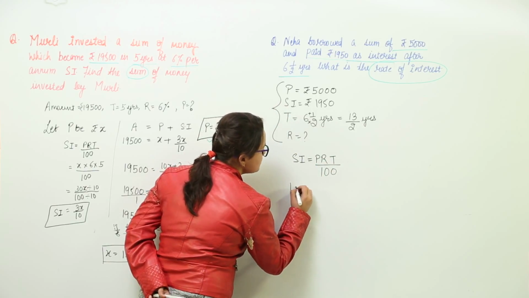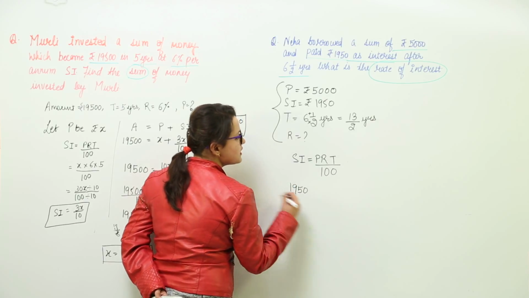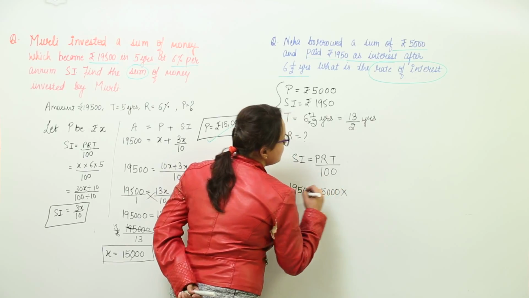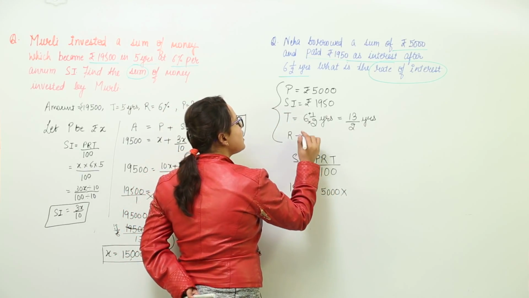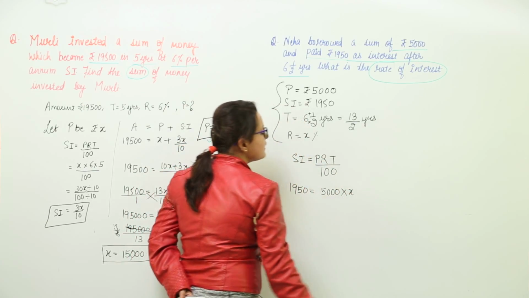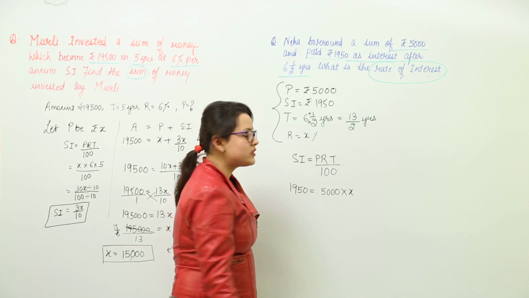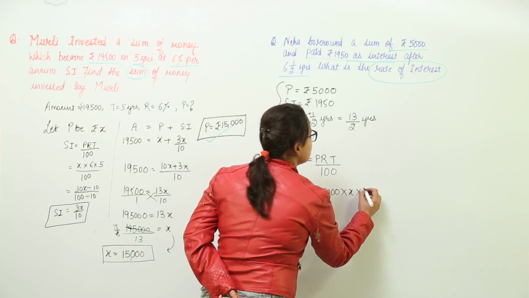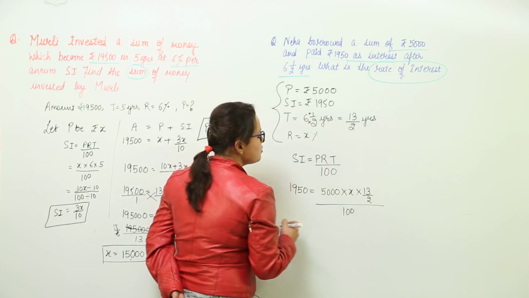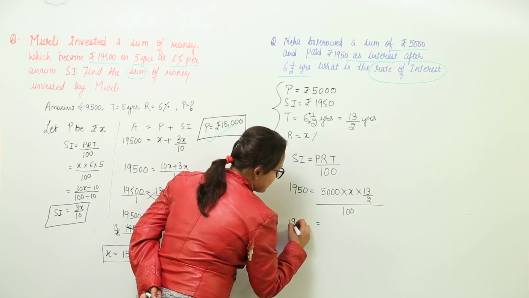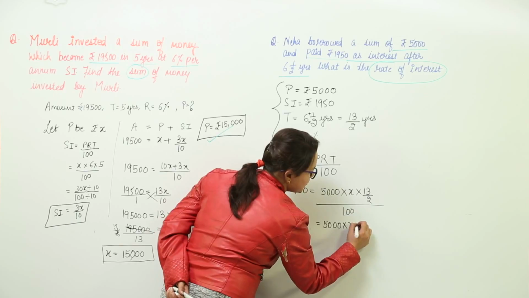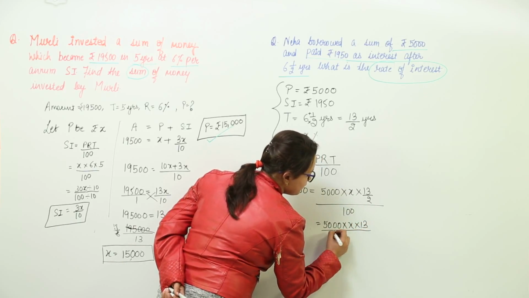Let us place the values. 1,950 is the simple interest, equal to what is the principal? 5,000 is the principal. Let us assume the value of R to be X % per annum. So I'll write X in the place of R. What is my time period? The time period is 13 upon 2 and whole divided by 100. So let us simplify it further. We get 1,950 equal to 5,000 multiplied with X multiplied with 13 whole divided by 100.